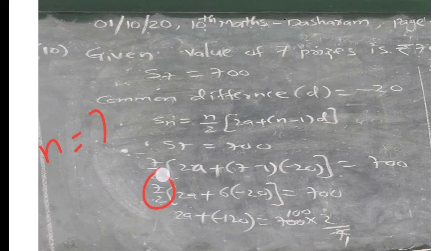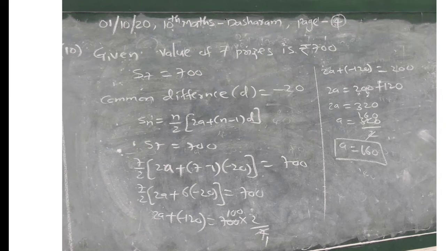Now 7 by 2 transposed to the RHS side will become 2 by 7. 7 ones are 7, hundreds are 700. So 2a plus minus 120 equals 100 into 2, which is 200. Now minus 120 transposed to the RHS side will become plus 120. 200 plus 120 is 320. Next, 2 transposed to the RHS side and the a value is 160. So finally we got the first prize value as 160 rupees.